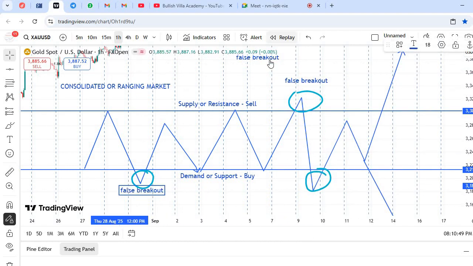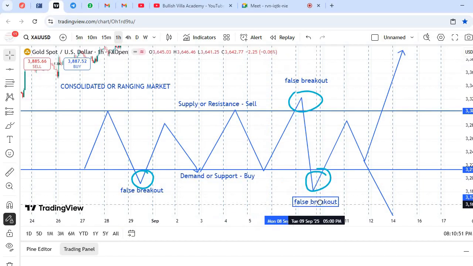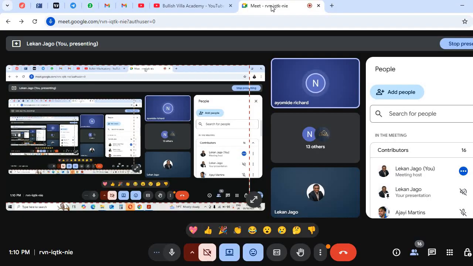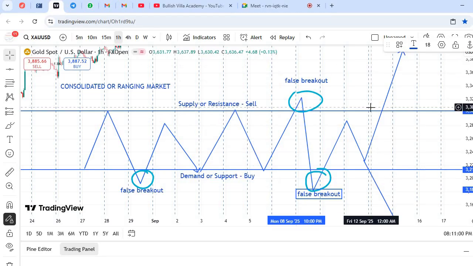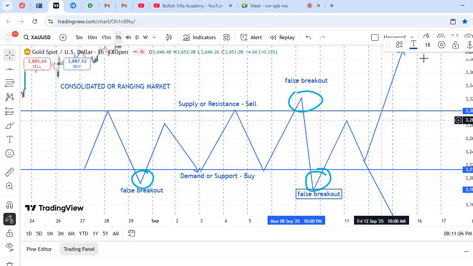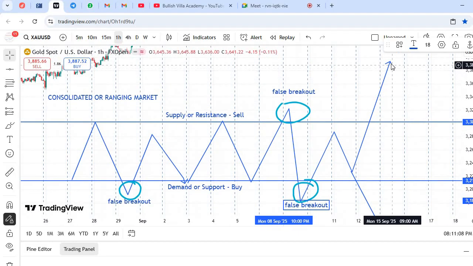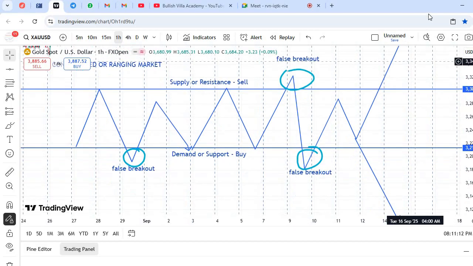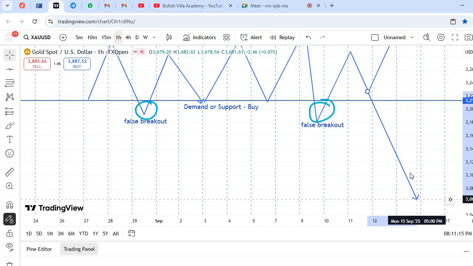Okay, now, this is a false breakout because it's not the final end. The flow is still continuing. Okay, nice one. So you can see that this is a false breakout because I didn't mean this one. This one is a real breakout. And this one too is a real breakout.